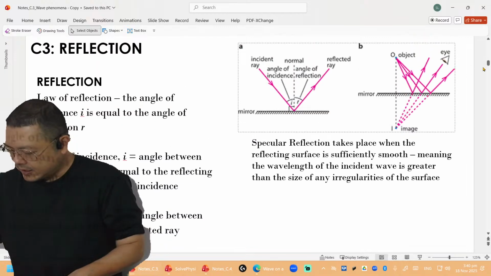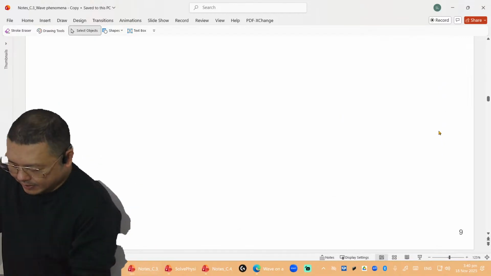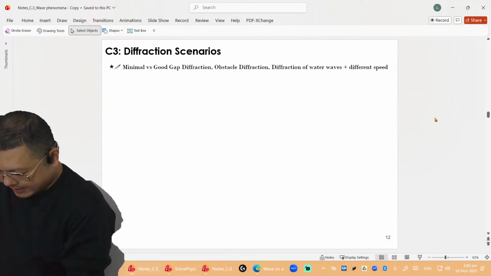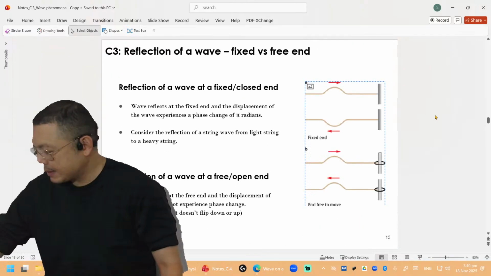Wait, where is it? It's somewhere here in my C3 notes. Hang on. There, down here. Okay, there's a page 13 here.